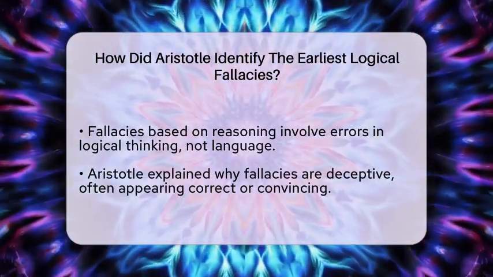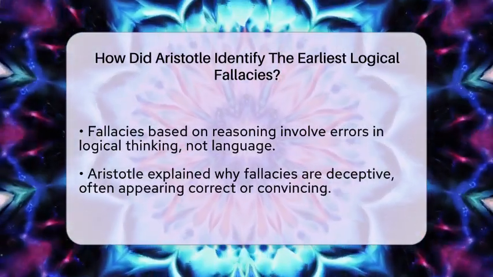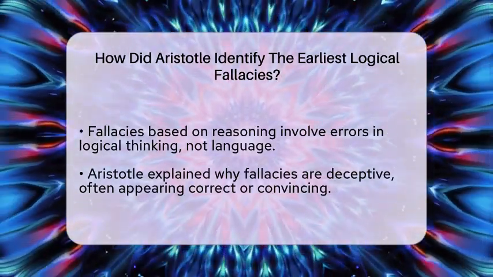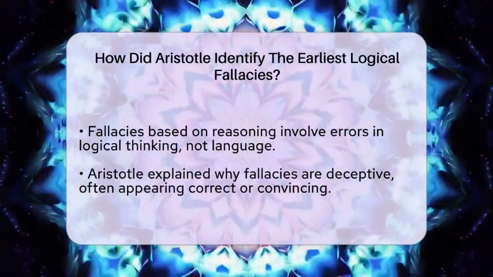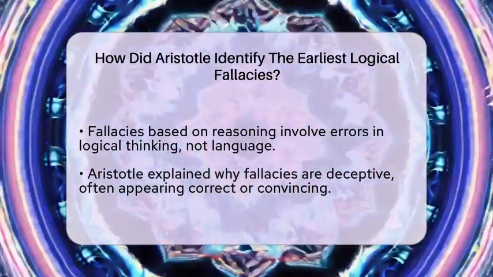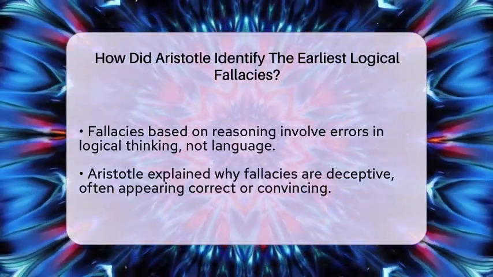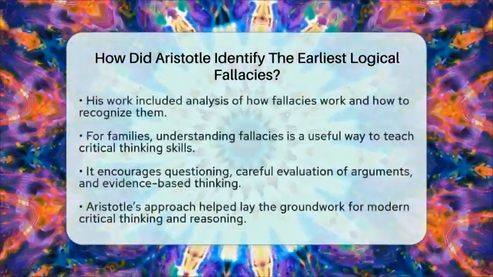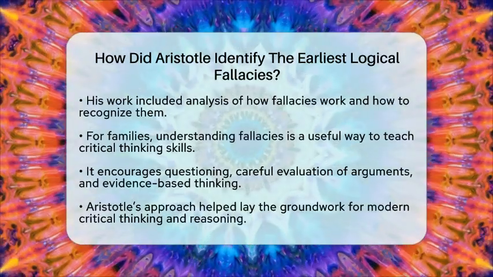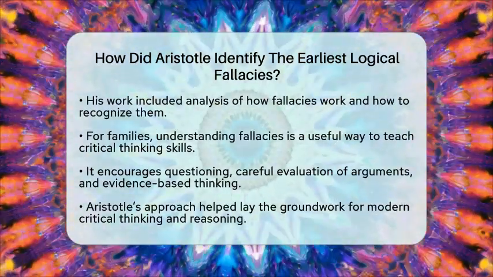For families interested in teaching critical thinking, Aristotle's identification of fallacies is a great starting point. It helps children and adults learn to question what they hear or read. Instead of accepting statements at face value, they learn to evaluate arguments carefully. This supports the idea of thinking based on evidence and asking questions. It encourages a mindset of curiosity and careful reasoning.